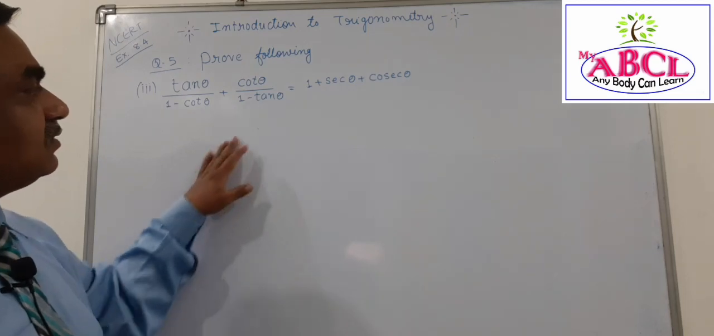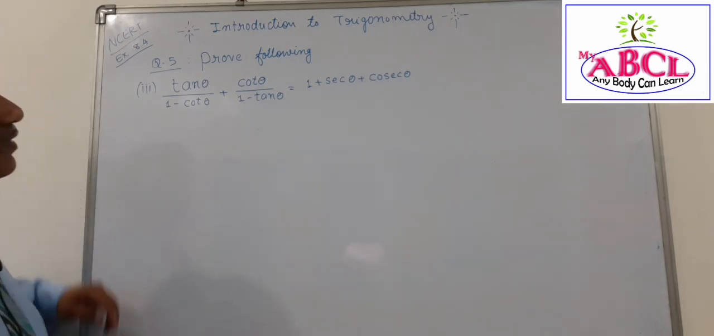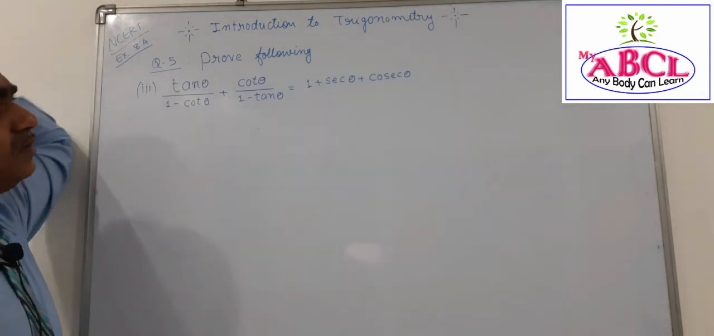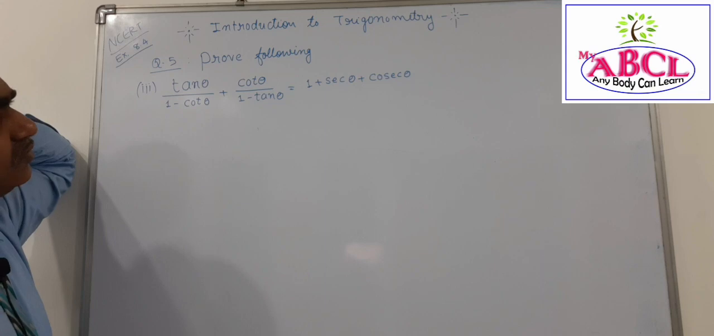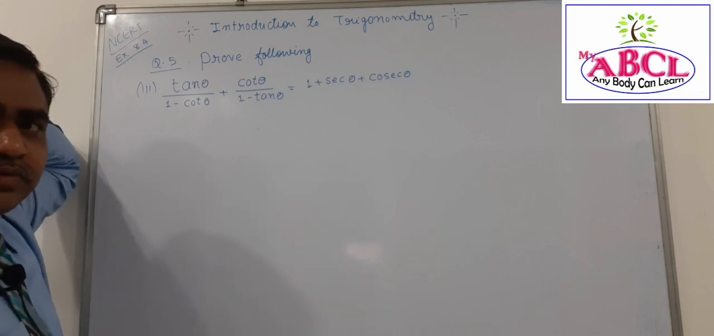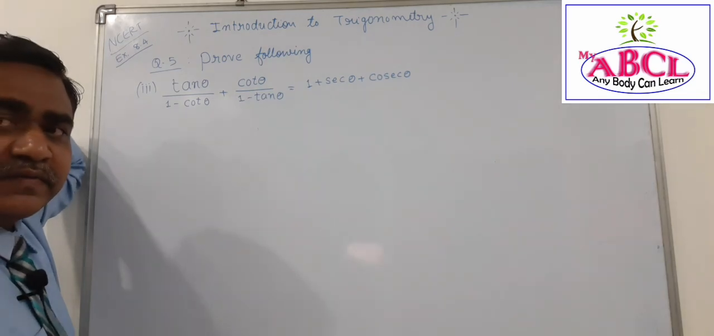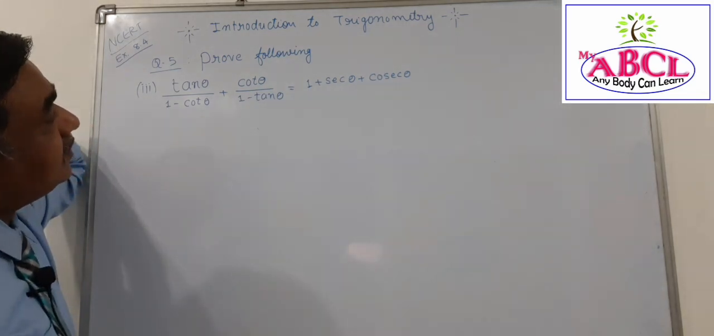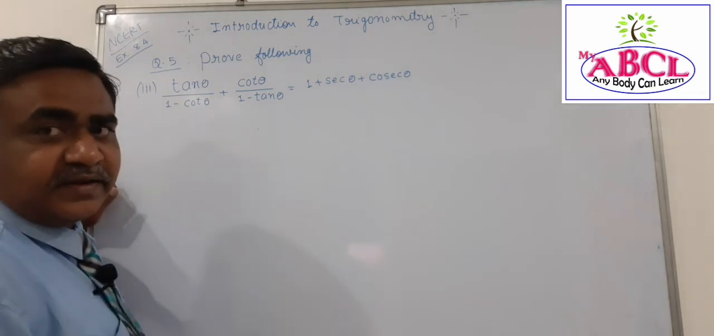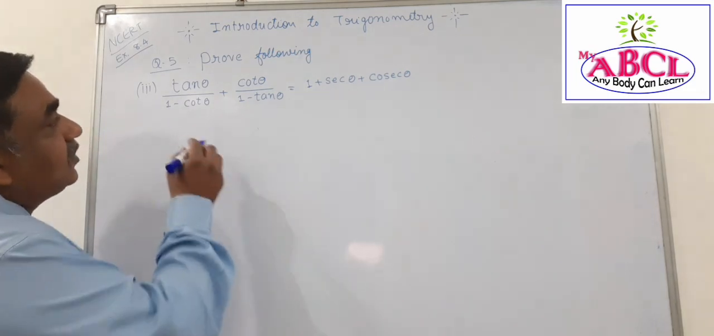So let's take the left hand side. By seeing the left hand side, we cannot find any good possibility to find the answer. So it's better to convert the function into sine and cos, and then we'll see what the next step could be.